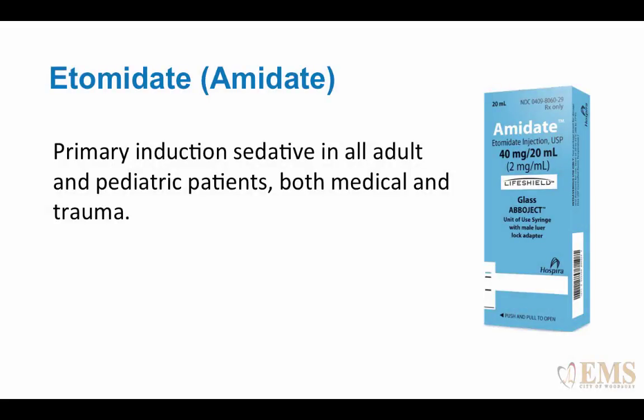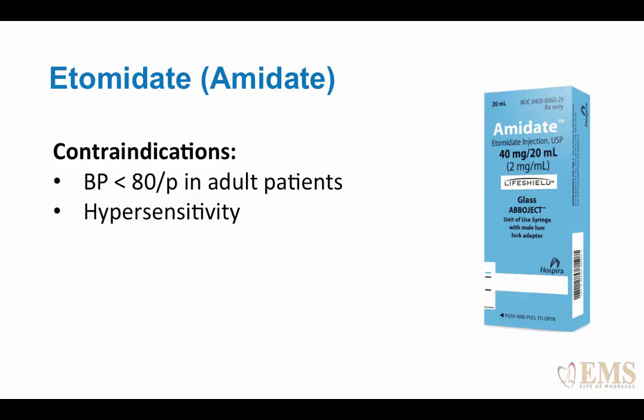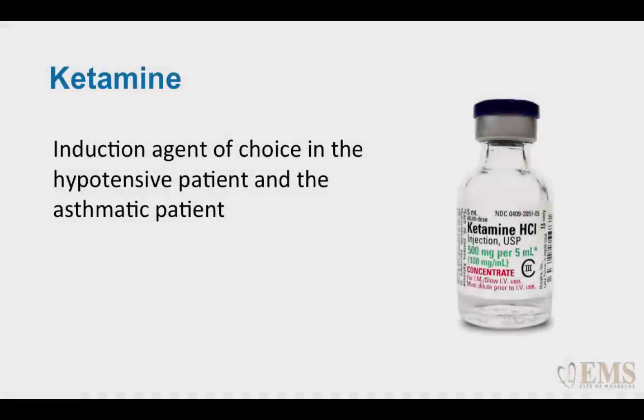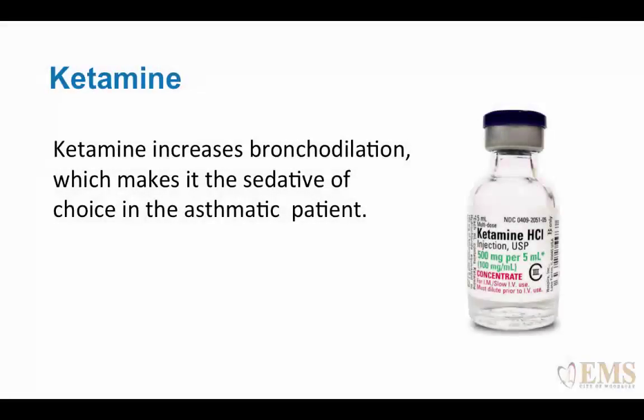Etomidate is the primary induction sedative in all adult and pediatric patients, for both medical and trauma patients. One of the major contraindications for using etomidate is in patients with a blood pressure less than 80 systolic and hypersensitivity. Keep in mind, you may not actually know if a patient is hypersensitive to etomidate until after administration. Ketamine is becoming more popular as an induction agent of choice, specifically in the hypotensive patient and the asthmatic patient. Since ketamine increases bronchodilation, this makes it the sedative of choice for the asthmatic patient.